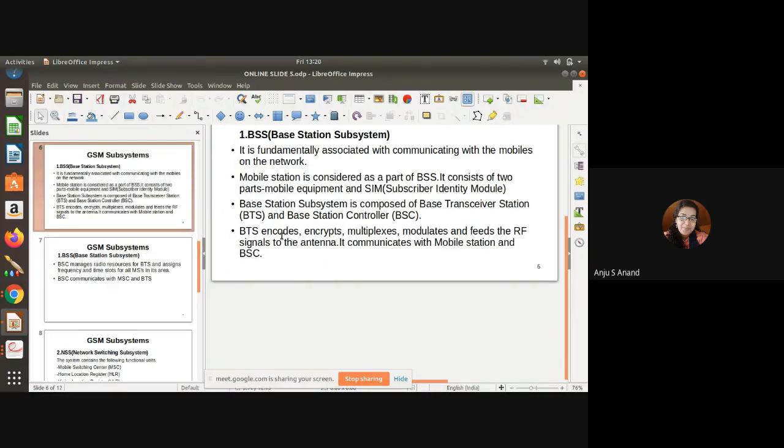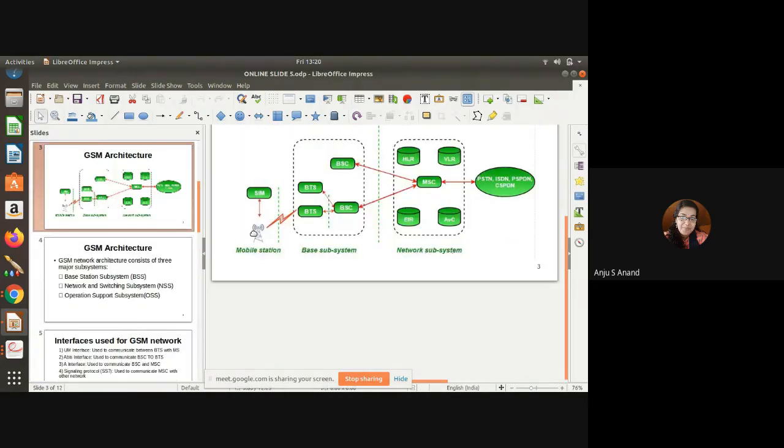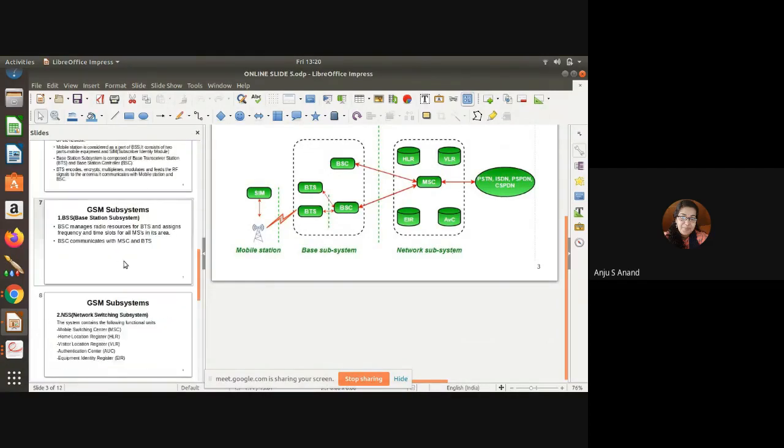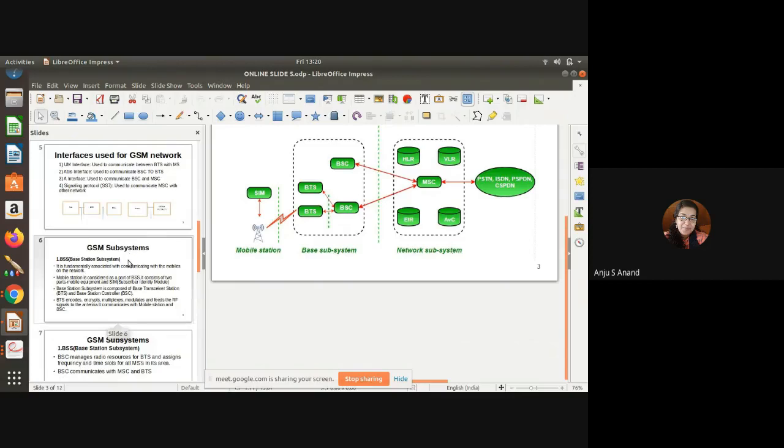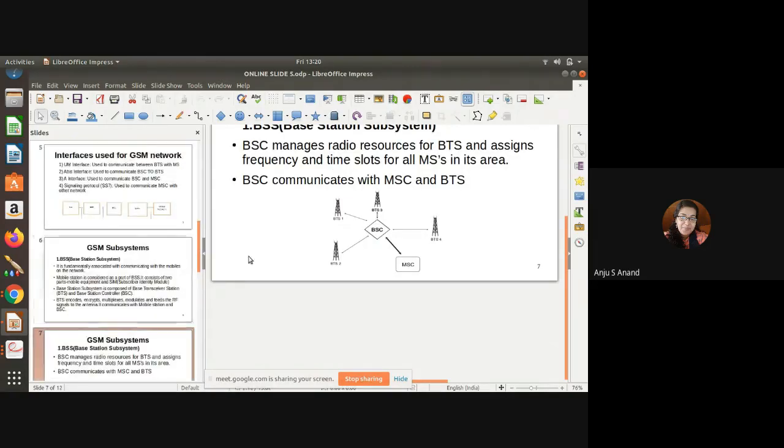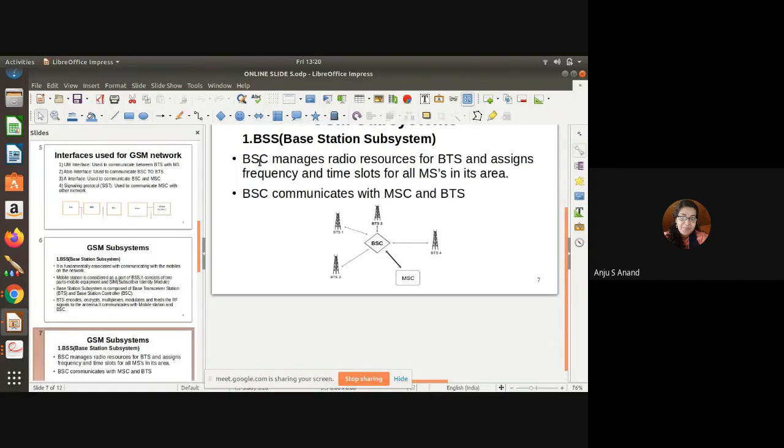Then what is the function of BTS? BTS encodes, multiplexes and modulates, and feeds the RF signal to the antenna, and it communicates with the mobile station and the BSC. Next, before that, the BSC, base station controller. It manages the radio resources for the BTS and assigns frequency and time slots for mobile stations in its area, and the BSC also communicates between the mobile switching center and the different BTSs.